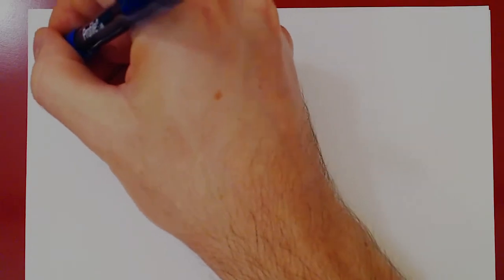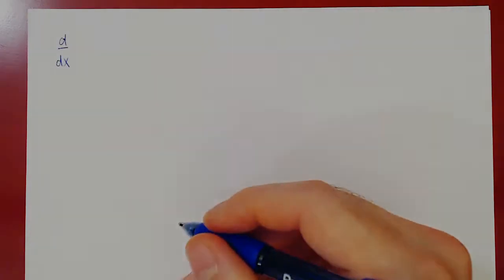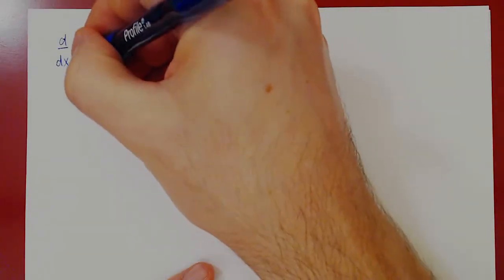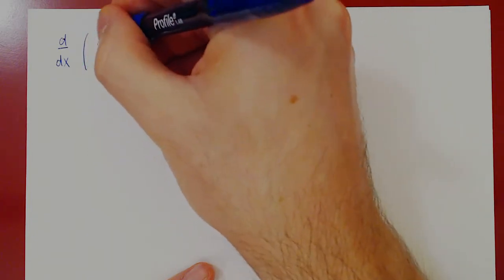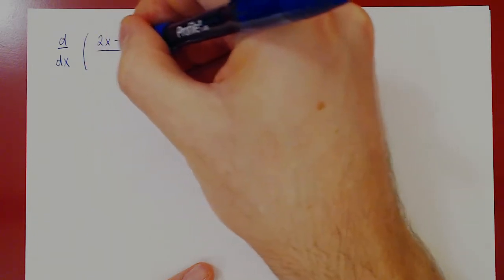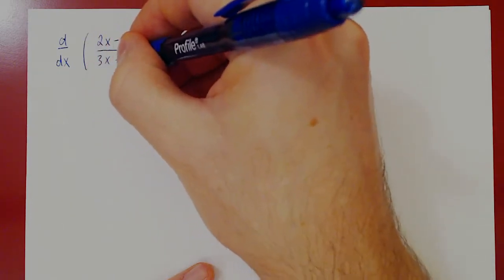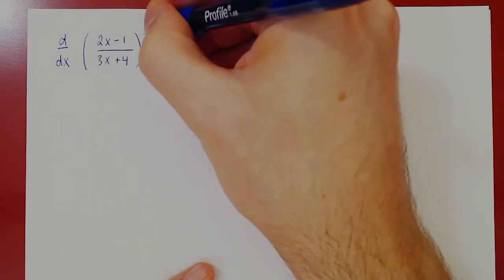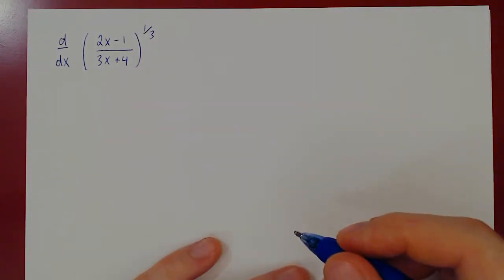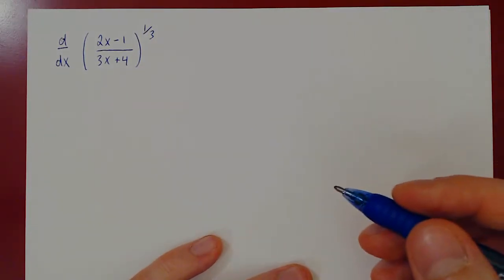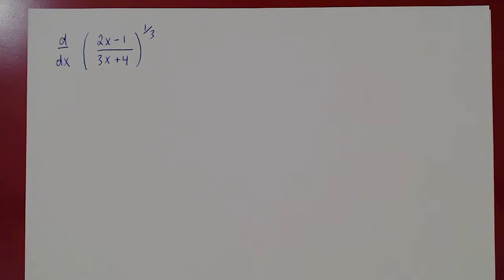So what if we asked for the derivative of, say, (2x minus 1) over (3x plus 4) to the power of 1/3? Well, we have a composition. What is the outside function?